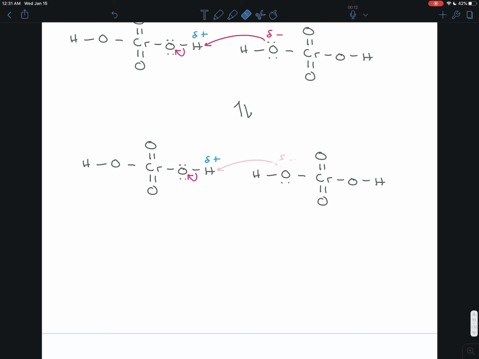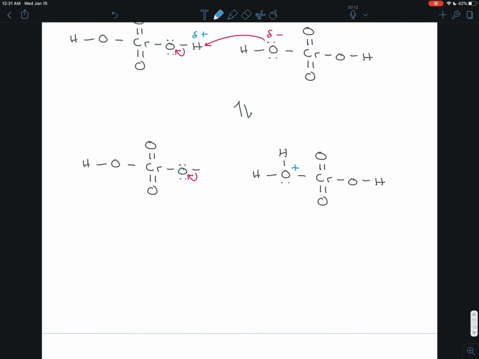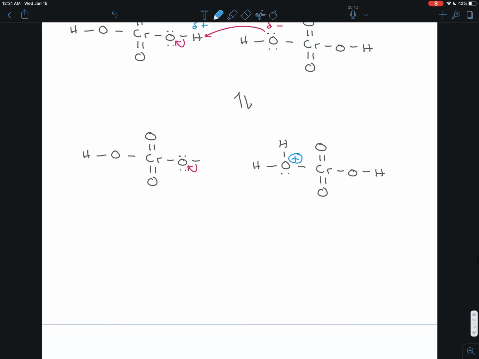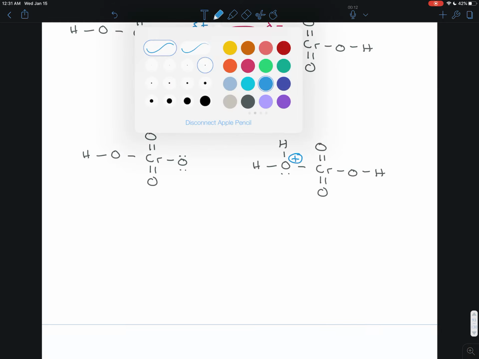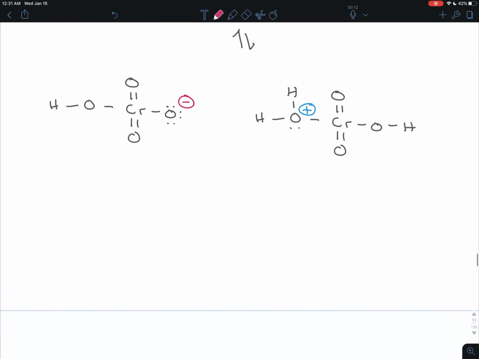So this hydrogen is going to move over. It's going to be on this oxygen, which now has 3 bonds and a full positive charge. And then these electrons will snap back onto the other oxygen, and that'll have a full negative charge. Okay, so this is what we have for now.